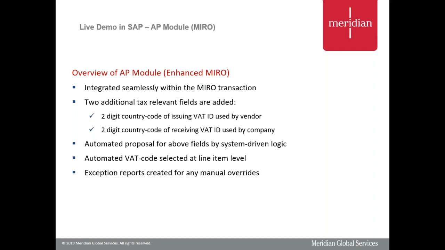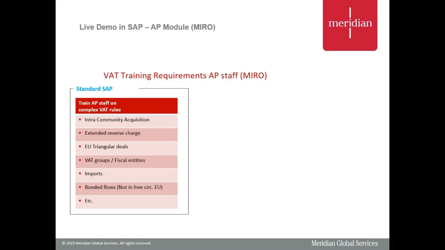When we think about the VAT training requirements for AP staff, there's quite a complex list of transactions that can be used in AP posting. And in all of these cases, it's very important to make sure we get accurate posting of the tax code, because even though there's 0% VAT in all of these complex flows, we need to make sure we're accurately reporting in the correct box of the VAT return for our VAT authorities to understand exactly what our business is doing.